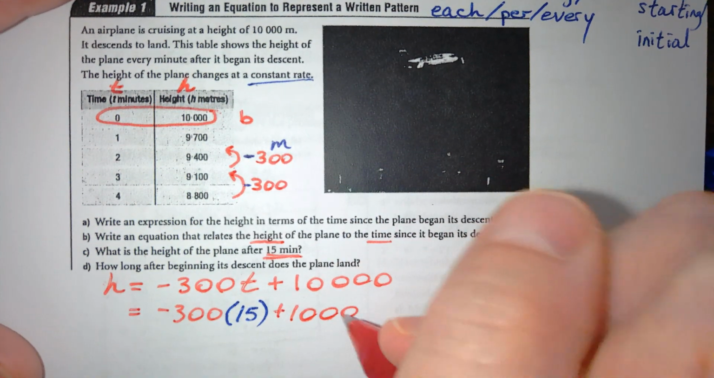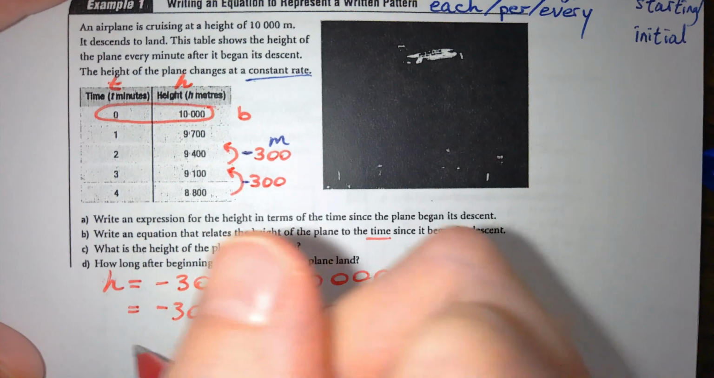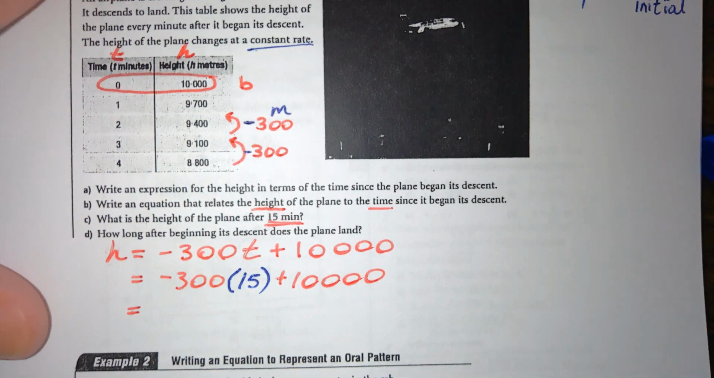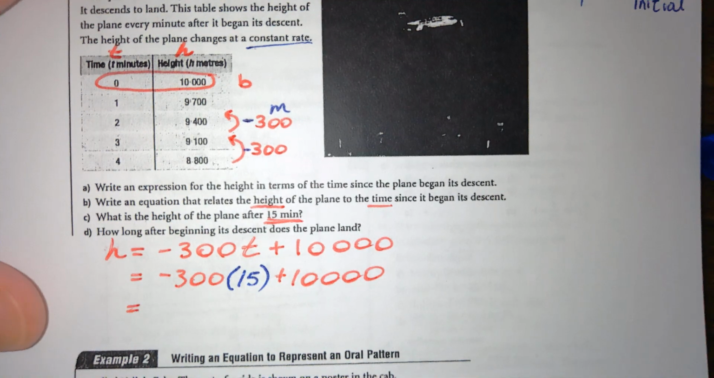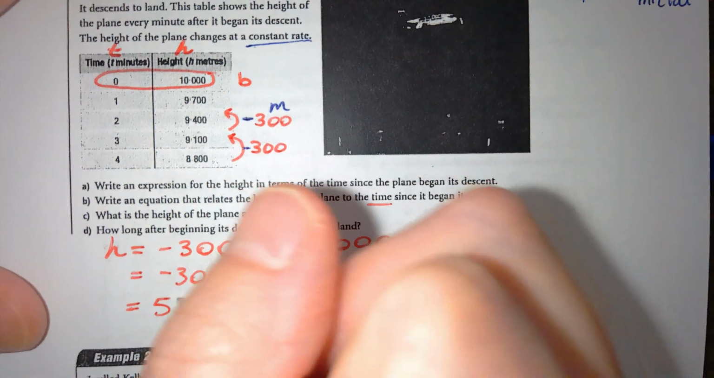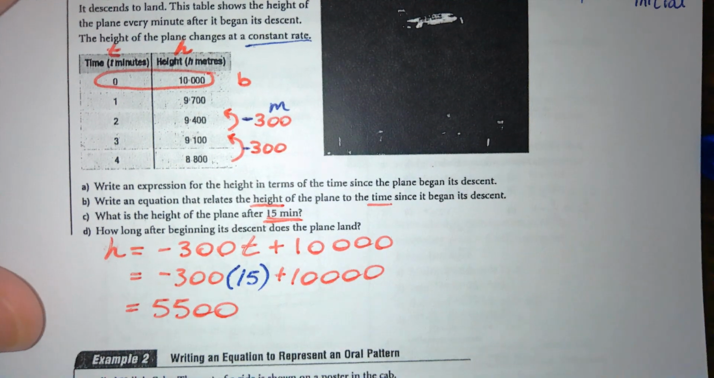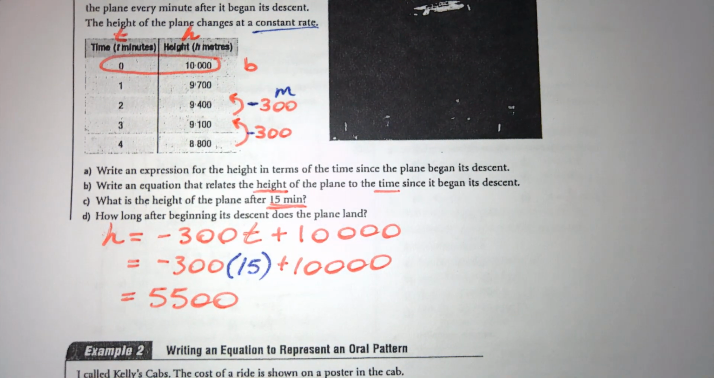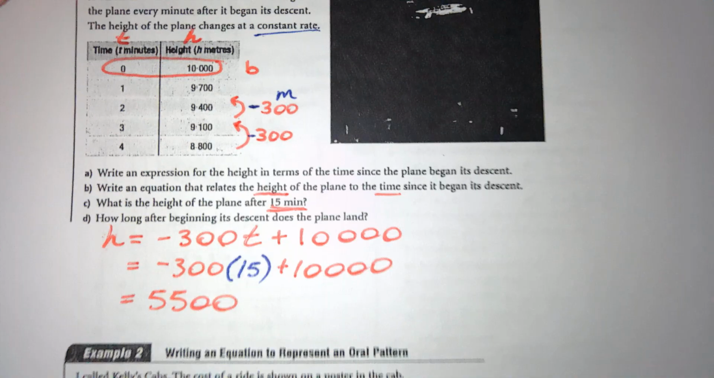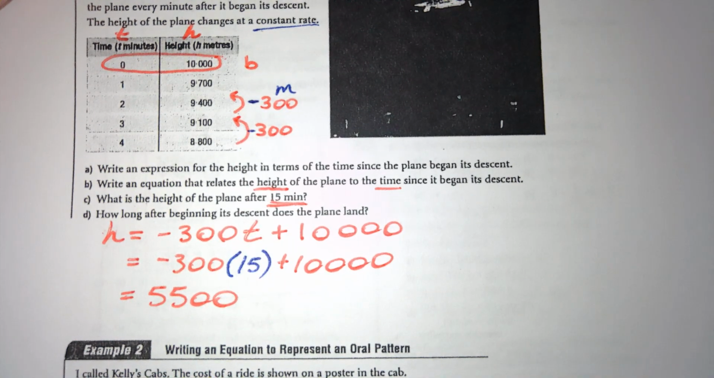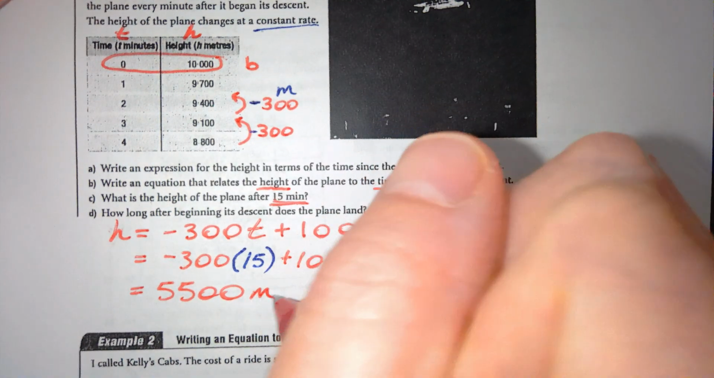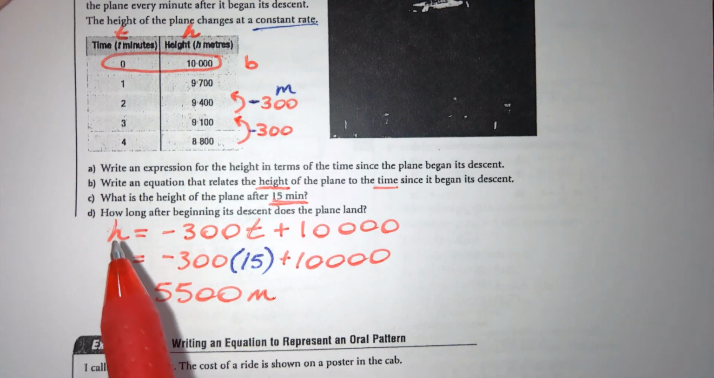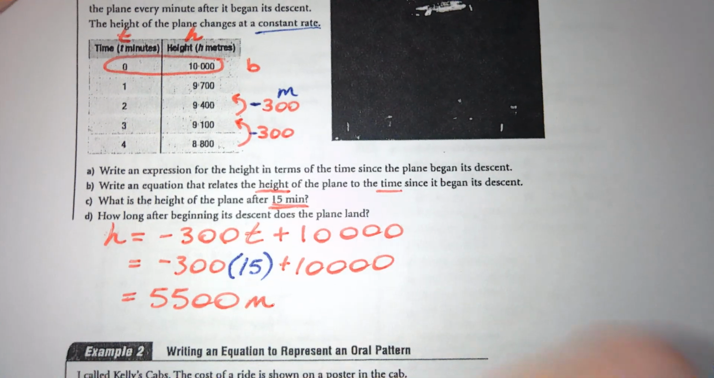So we replace the t with 15 minutes. So then h equals, I think, 5,500. Okay, what's my unit here? Meters, that's right. And you know it's not minutes because remember h represents height. So it's meters.